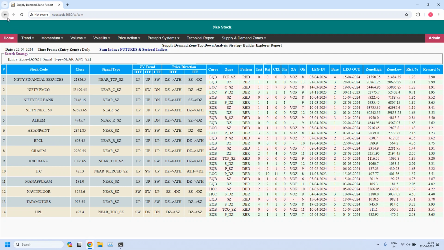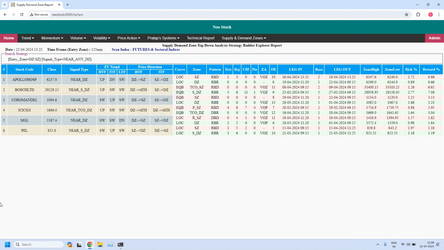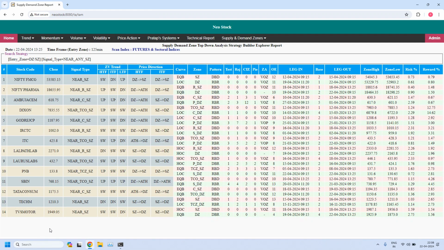Okay, let's go back. Changing the time frame to 125 minutes. Let us find the stocks near 125 minutes demand zone. So these 6 stocks are filtered. Let me go back. For 125 minutes time frame, let us find the stocks near 125 minutes supply zone. So these 14 stocks are filtered, which are near to the 125 minute supply zone.